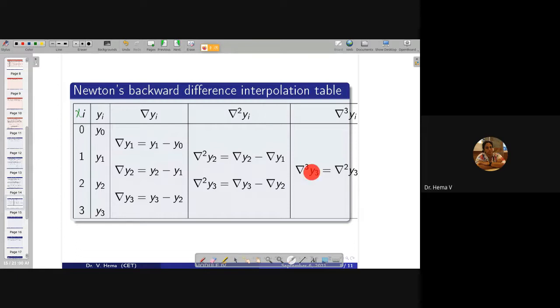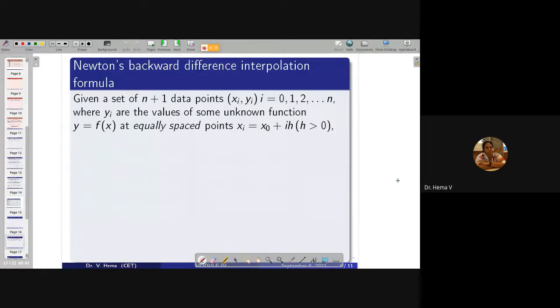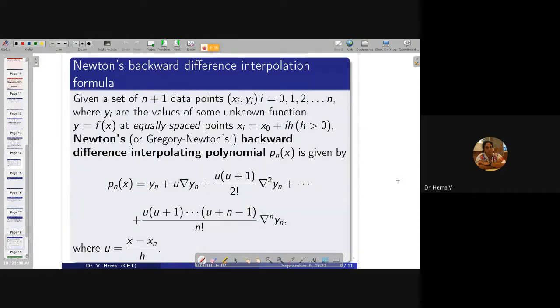Third order differences: del cube y3 is equal to del square y3 minus del square y2. Now here also, the interpolating notes will be shared on Google Classroom. You can go and write in your notebooks and learn it.